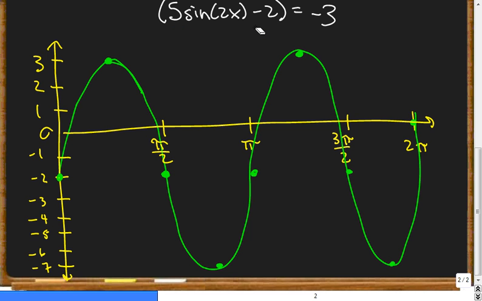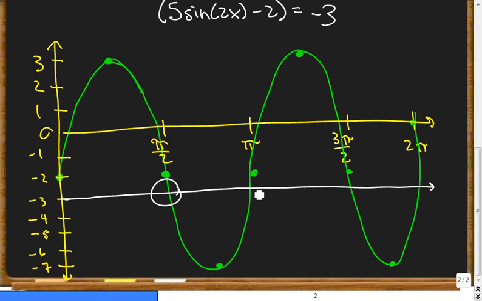So how many times does this graph equal -3? Let's think, okay, we've got -3 here. We're going to draw a straight line across. So how many solutions does this have? 1, 2, 3, and 4. 4 solutions. That's what they want us to find.